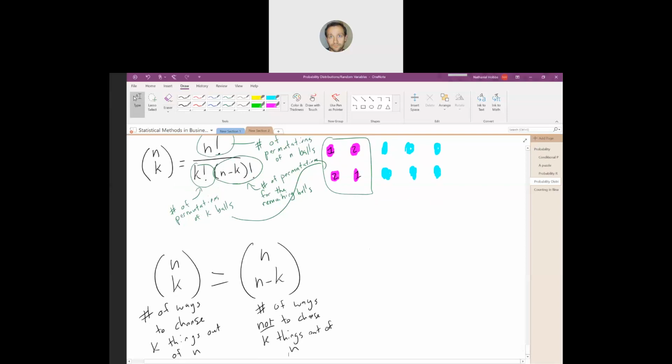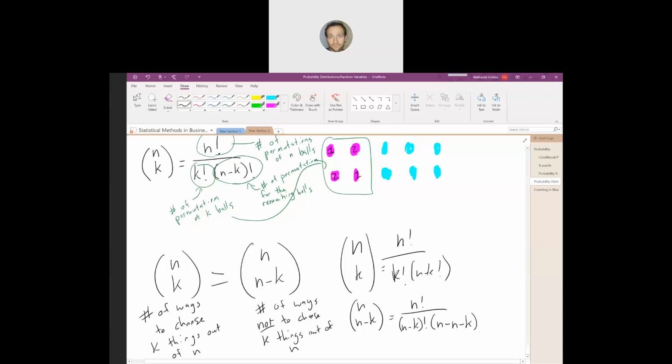Very quickly, you could show this mathematically by saying that n choose k is by definition n factorial over k factorial times n minus k factorial. And n minus k would therefore be by definition n factorial over n minus k factorial times n minus (n minus k) factorial. Oh, sorry, that should be n minus k, and this is equal to k factorial. So you still get n factorial over n minus k factorial times k factorial. So in that way, they're the same.